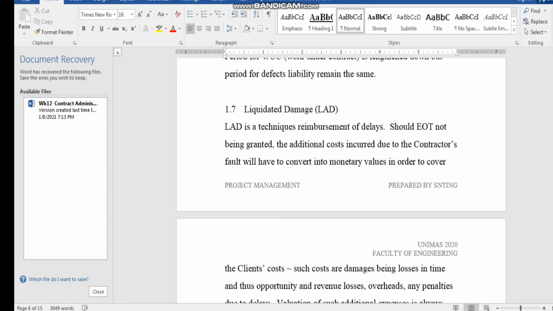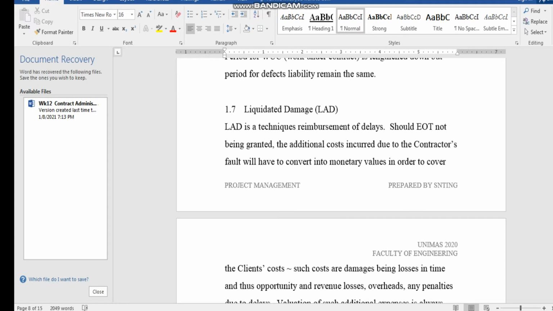The client, the contractor, everybody has already agreed on the amount of losses in time. Maybe it's in terms of opportunities, in terms of revenue, in terms of overhead. So it's a penalty due to the delay. So it can be a sum like 3,000 per day, or 5,000 per week. It can be something like that, depending on whatever is put there.